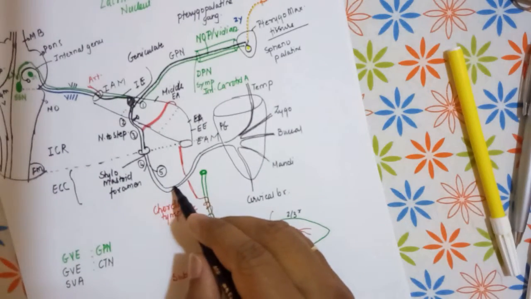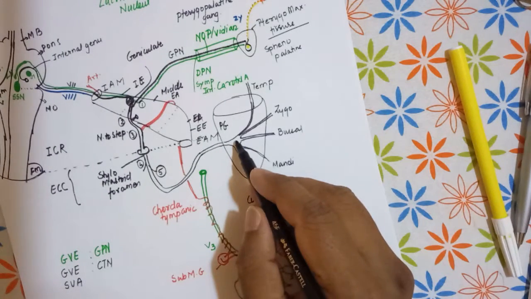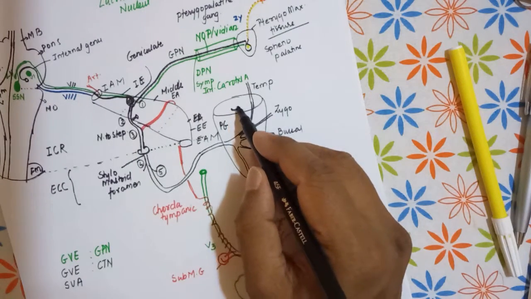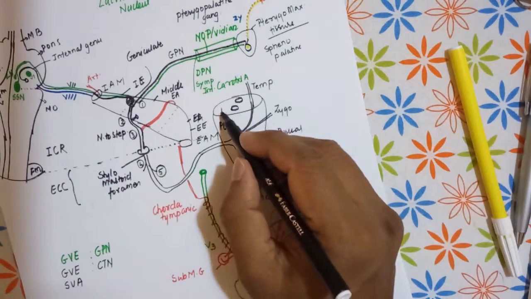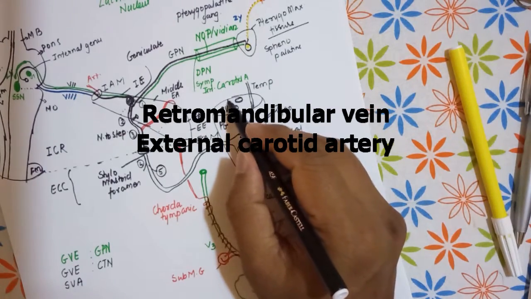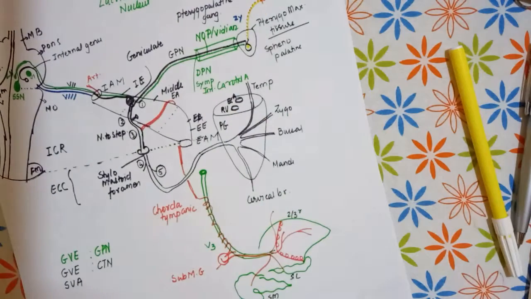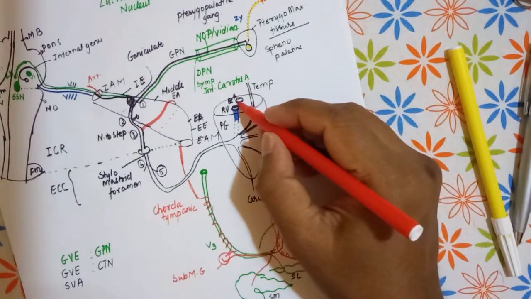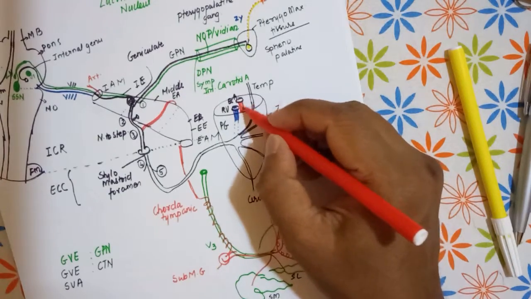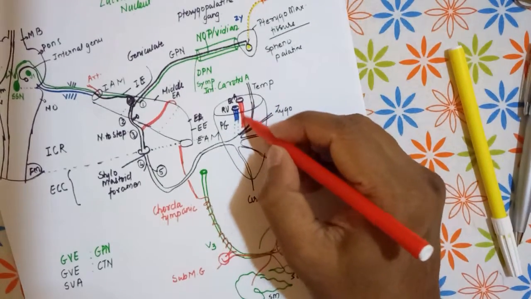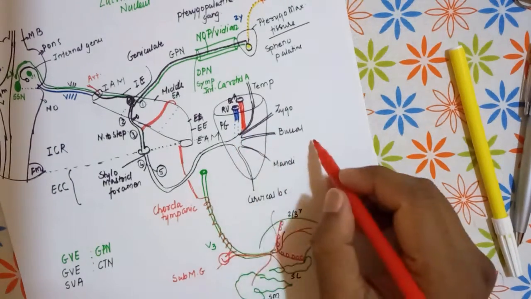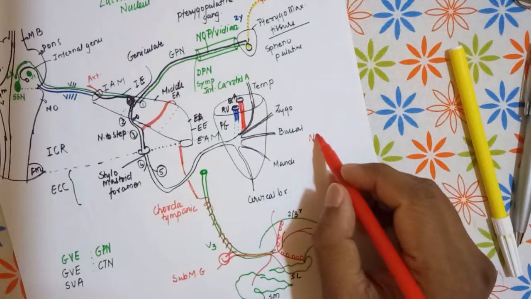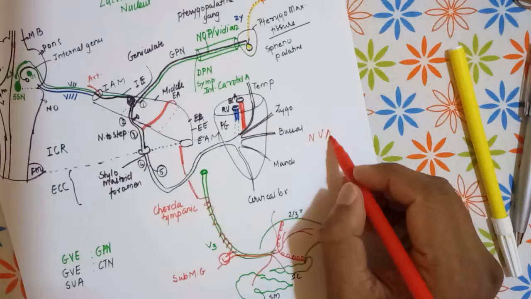Further it goes and travels through the parotid gland, superficial to the retromandibular vein and the external carotid artery. So this is my retromandibular vein and external carotid artery. I'm just drawing the relation of the external carotid artery and retromandibular vein with the facial nerve. So the facial nerve is the first, so we have the nerve, then we have the vein, and then we have the artery.